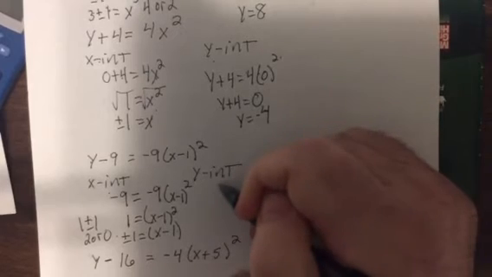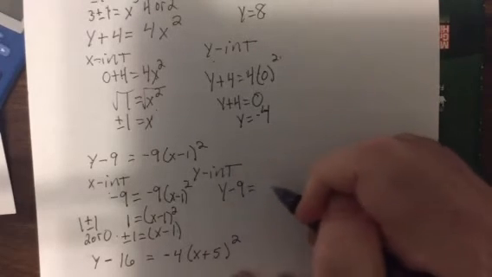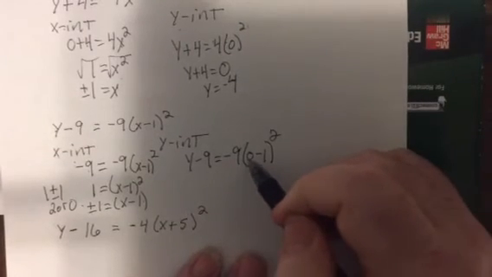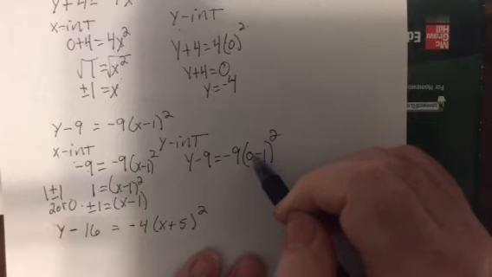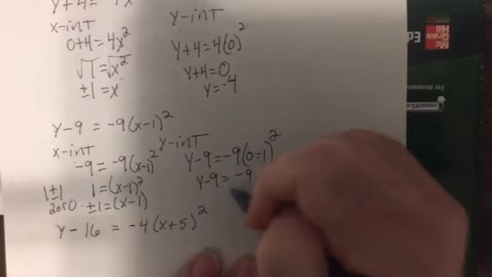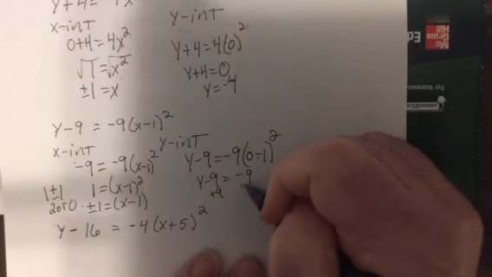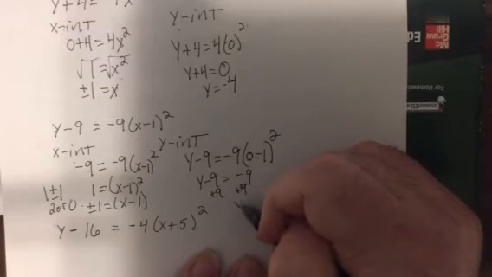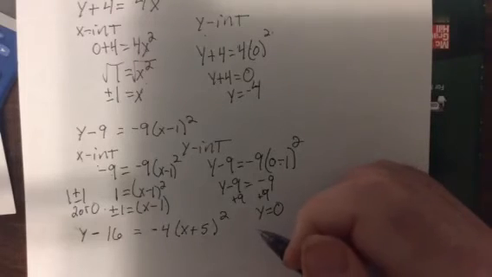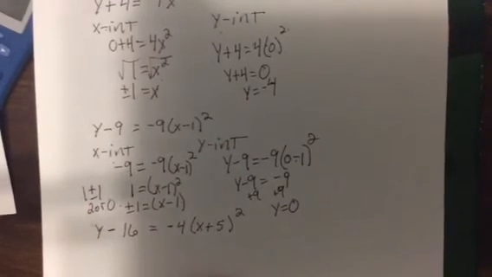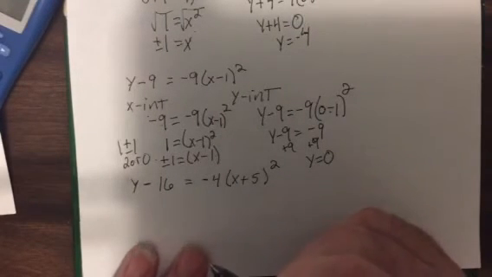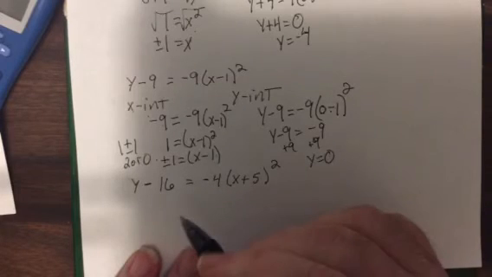Y-intercept, you put 0 in for x. Y minus 9 equals negative 9 times 0 minus 1 squared. 0 minus 1 is negative 1, squared is 1, times negative 9 is negative 9. Add 9 to both sides. So y equals 0. Now the y-intercept of 0 is the origin. That means you went up none. So try this one on your own.